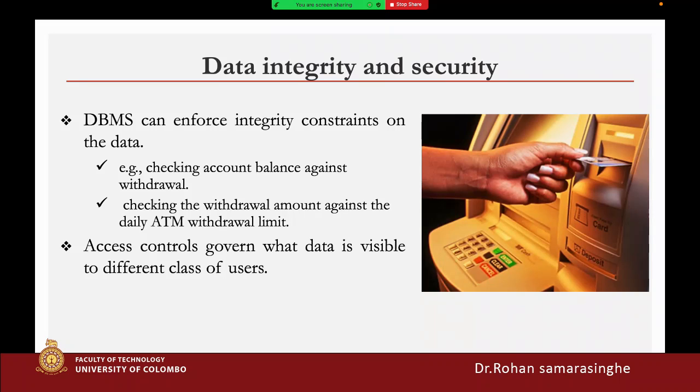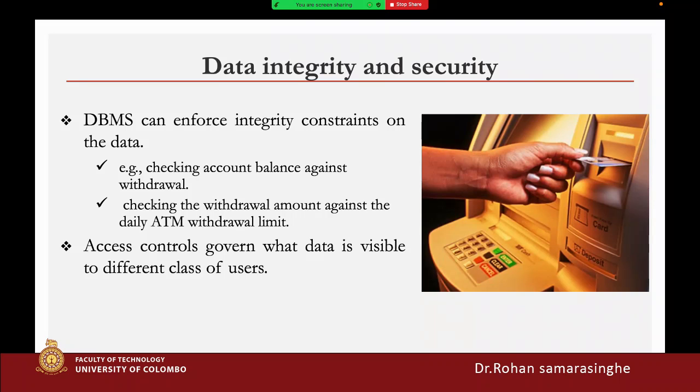And security means securing the data. For example, if your account has an amount, the money cannot be withdrawn by someone else, so there we have high security. So integrity and security is very, very important for the data. So checking the account balance against the withdrawal, and checking the withdrawal amount against the daily ATM withdrawal limit. Likewise, you can find access control governs that data is visible to different classes of users.